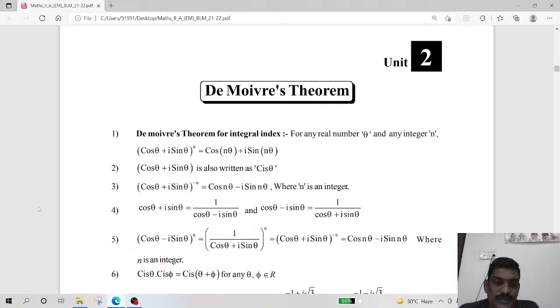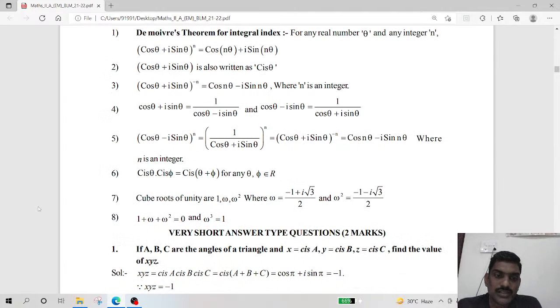Cis theta times cis phi is cis of (theta plus phi), where theta and phi are real numbers. Next, cube roots of unity: 1, omega, omega square are called cube roots of unity, where omega is minus 1 plus i times the square root of 3 over 2, and omega square is minus 1 minus i times the square root of 3 over 2. And the relation between 1, omega and omega square is 1 plus omega plus omega square is equal to 0, right?